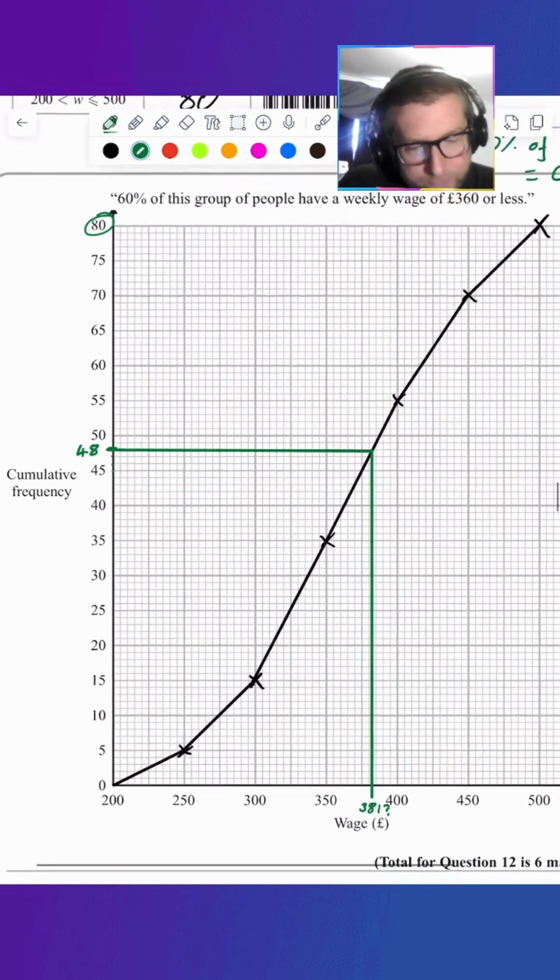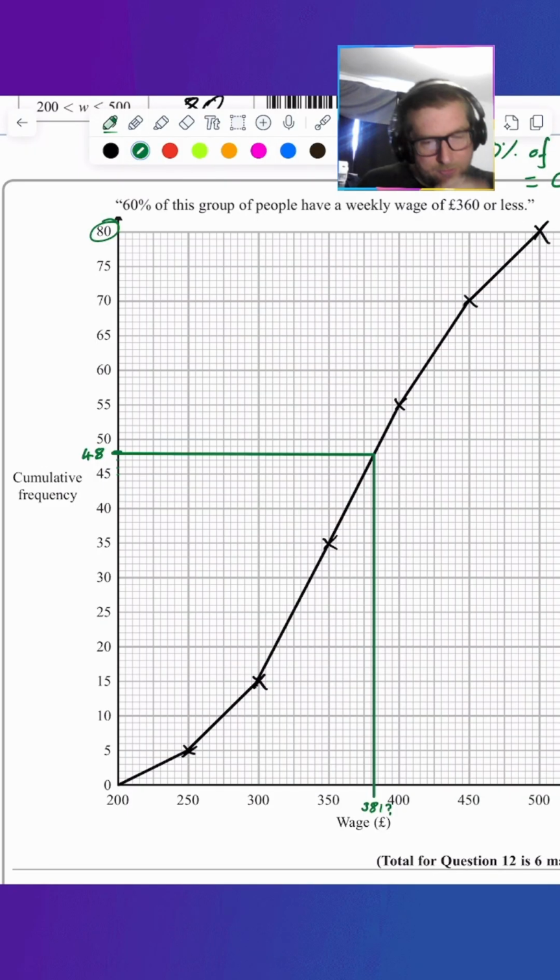So what was the question we were being asked? The question was 60% of the group have a weekly wage of 360 or less. So let's just double check. We haven't misread that. So yeah, 360 would be here.